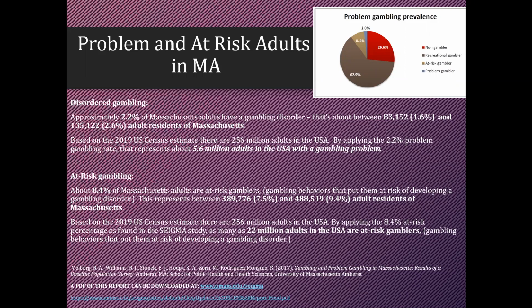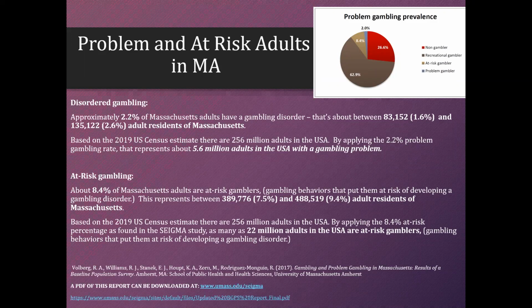So that's between 83,000 and 135,000. Let's round that in the middle at 100,000, right? And then in the US, given that criteria, there could be 5.6 million adults with a gambling problem. But the second part is really more telling, was surprising even to me, that they found that 8.4% of Massachusetts adults are at risk. And here's the definition: gambling behaviors that put you at risk for developing a gambling disorder.